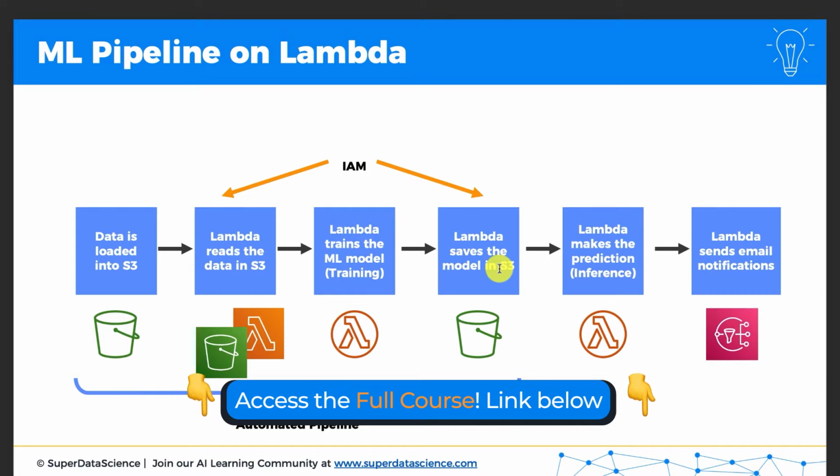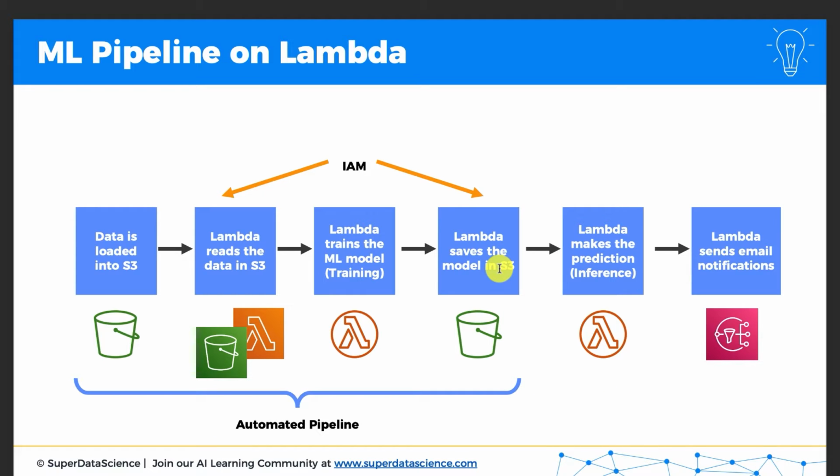And then, optionally, as soon as we have some new data points, without the target of course, well, Lambda will make the prediction, and that will be the inference mode. And finally, Lambda will send email notifications as soon as the model is retrained, okay? Meaning as soon as some new data comes into S3 and the model is retrained. Alright, so that's why this part here is the automated part.